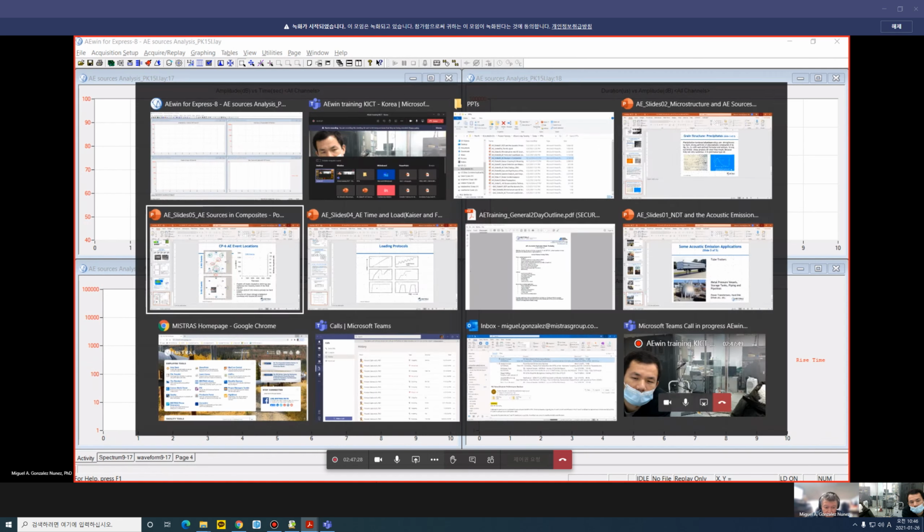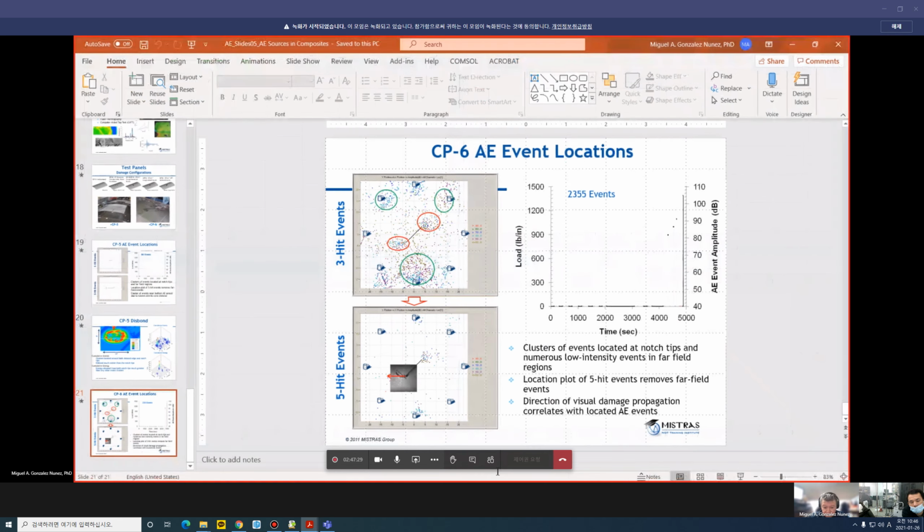Where is the example? Here. We are concentrating the signals on these areas only, because now instead of using these sensors to detect the event, we are using 5 sensors to detect the event. Oh, I see. Okay? Okay, thank you. All right.